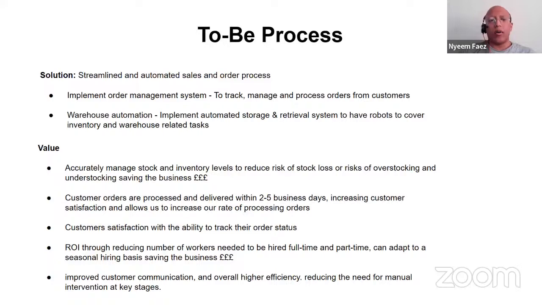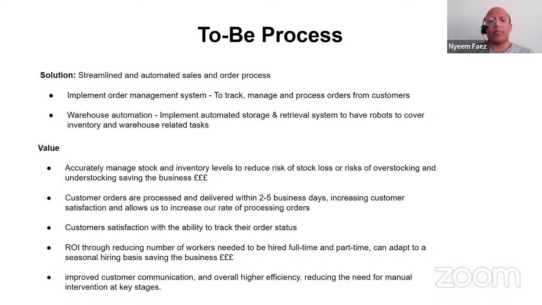What is the value that we get out of this solution? So we get accurate management of stock levels and inventory, reducing stock loss and overstocking, which saves the business money over time. Customer orders are processed much faster and delivered within 2 to 5 business days rather than taking over a week. So that increases customer satisfaction and also allows us to increase our rate of production, to process more orders out. The customers are able to track the order status, where the package is, when it's coming, whether it is being delivered on time or not.